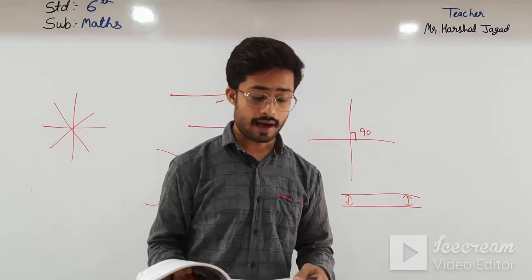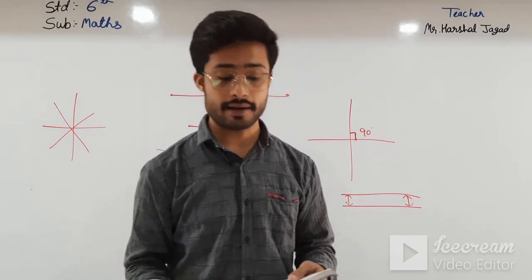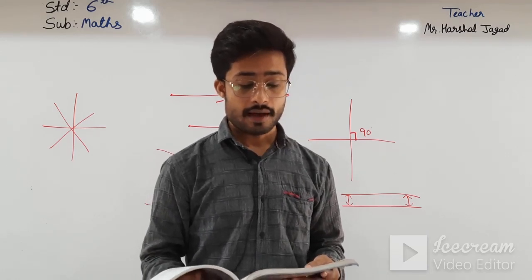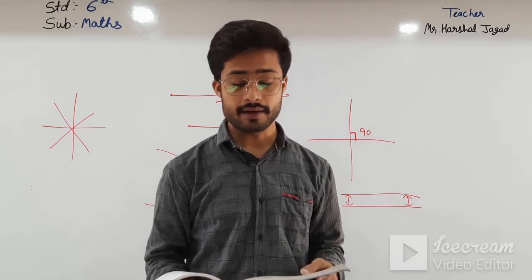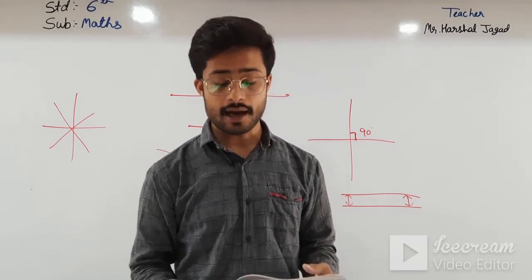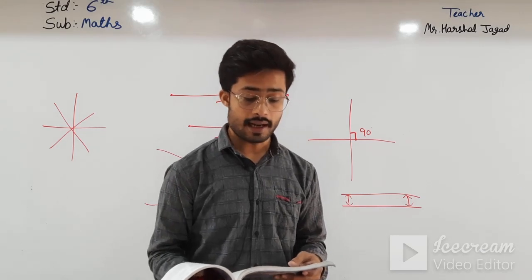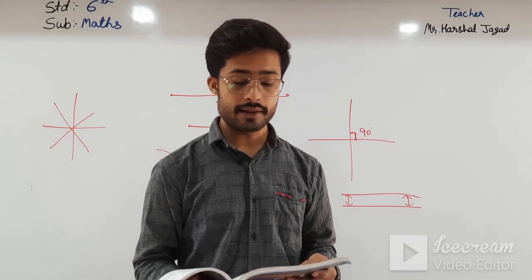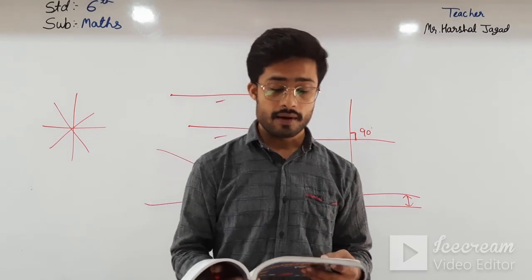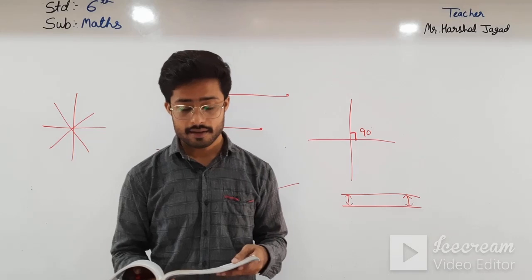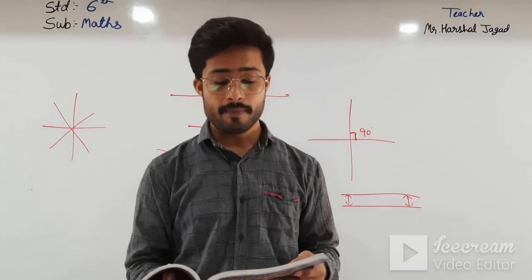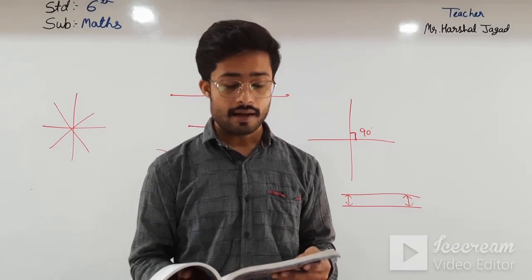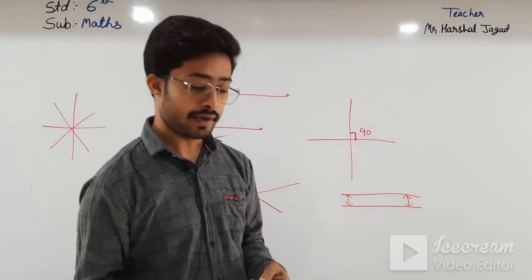And here, how many lines are drawn in figure A? Here in figure A, how many lines are drawn? You can see the lines MN, PR, QN, QR, PQ, MQ, QN, PR, MN. This many lines can be drawn.